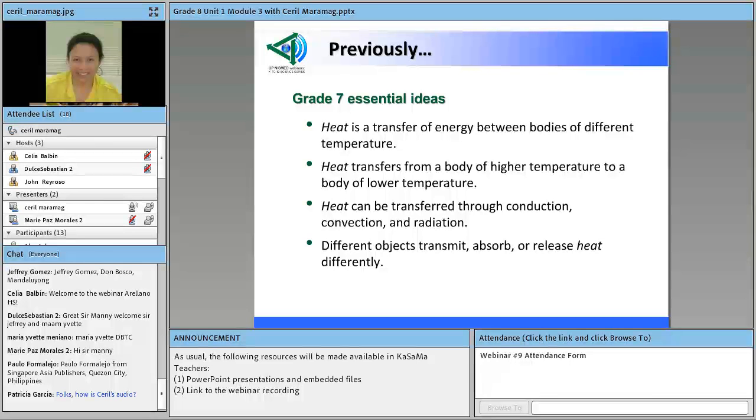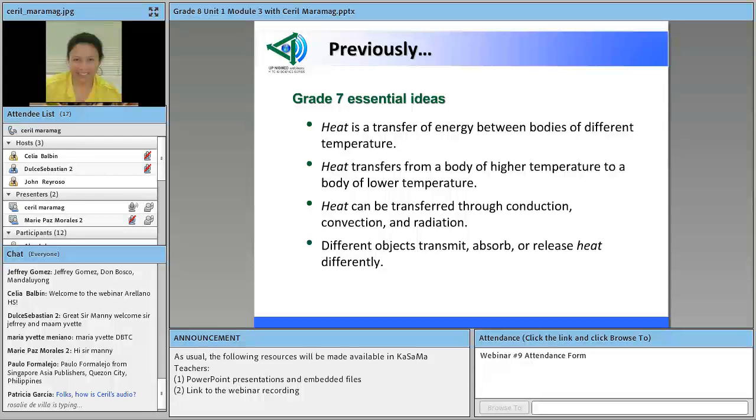One important thing here that should be made clear to them is that heat is a form of energy that exists only during the time that the energy is being transferred. This energy is what we call thermal energy. So once it is transferred, it ceases to be heat. It is again called thermal energy, and this will add up to the thermal energy of the body that absorbs it. Or it may be transformed to other forms of energy.